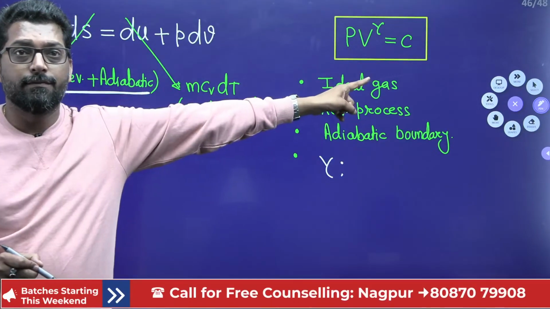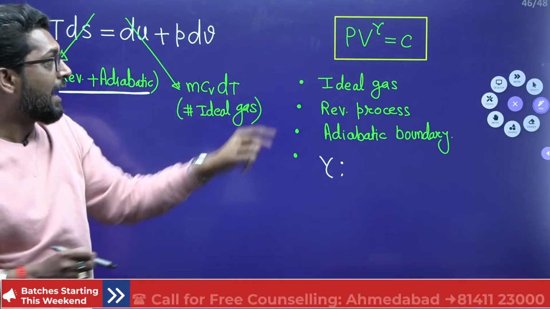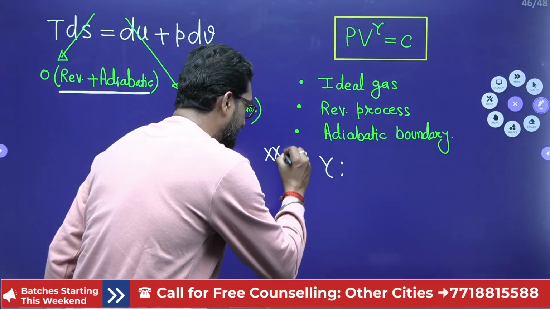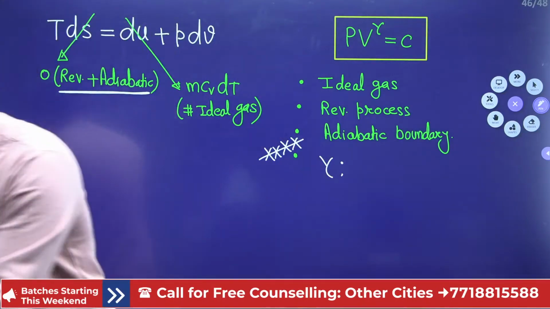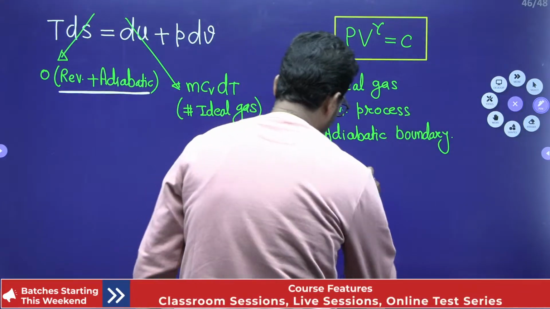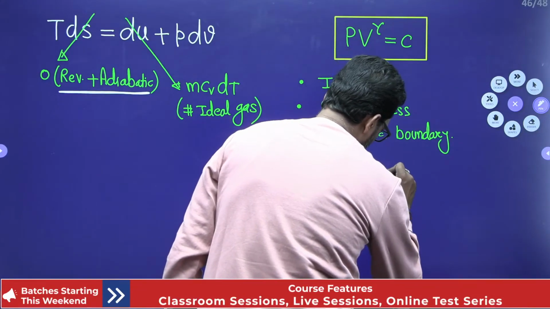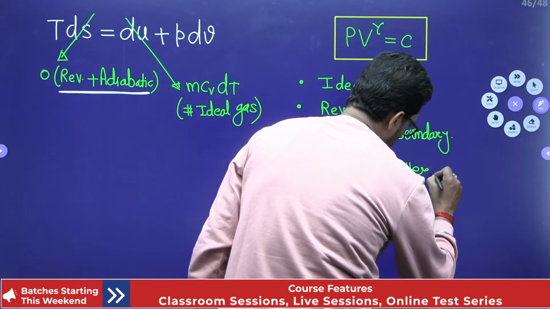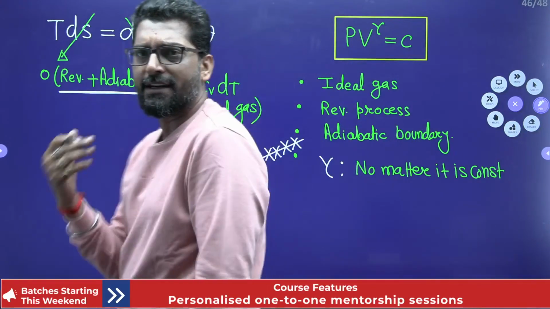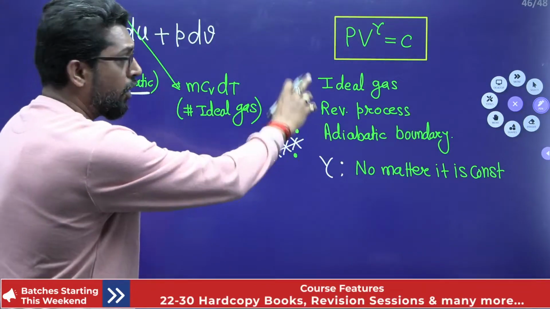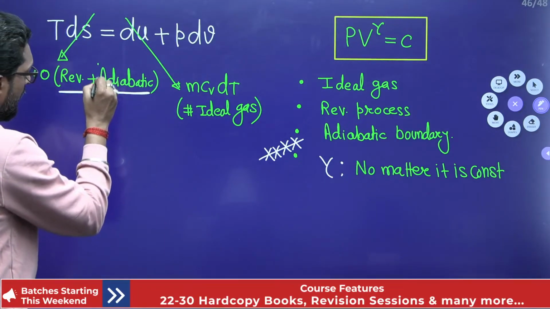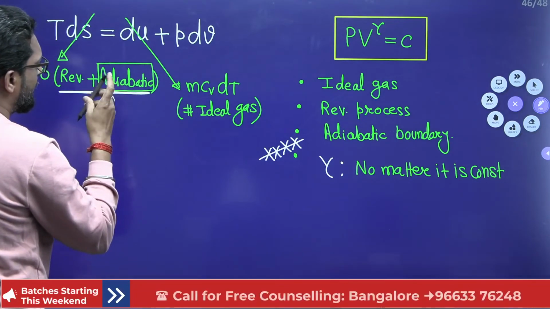Accordingly, we can derive it. Gamma is the adiabatic index, and in this equation, this is a very important observation. I am telling you, in this equation gamma, no matter, it is constant. So this is not applicable for the polytropic process. It is applicable for the adiabatic process, and that adiabatic is reversible.